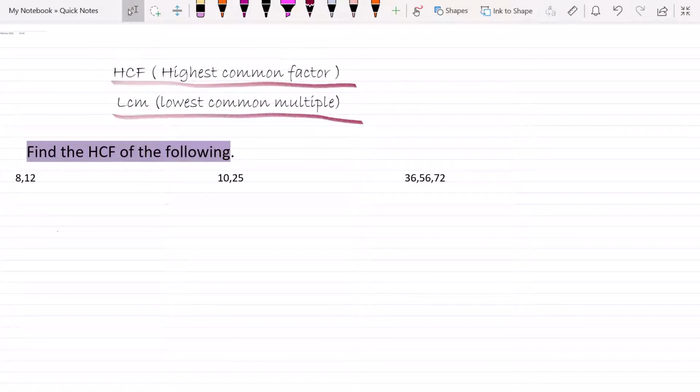Today we're going to talk about HCF, which is known as highest common factor, but also known as greatest common factor, and LCM, which is known as lowest common multiple. We're going to find first the HCF of the following examples. But before I start finding the HCF, I want to say that you can use more than one method to find the HCF or LCM, but I'm just going to show you one method in this video.